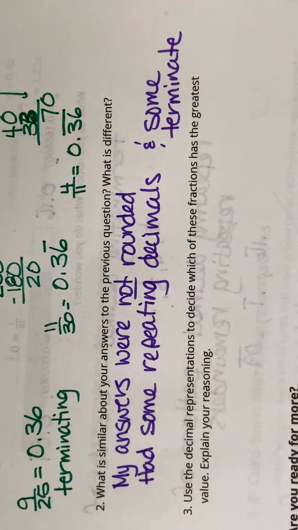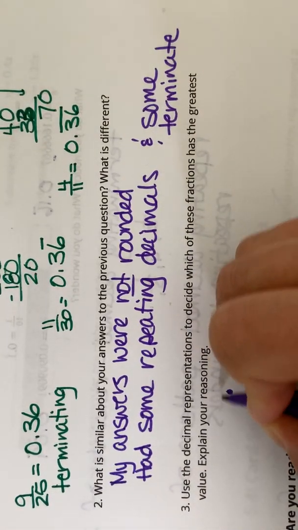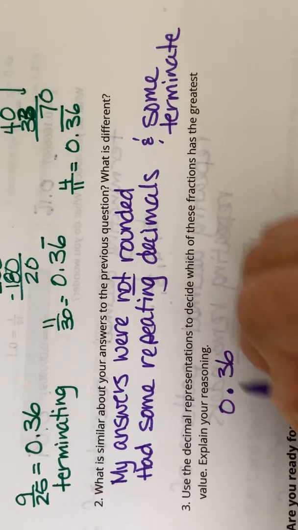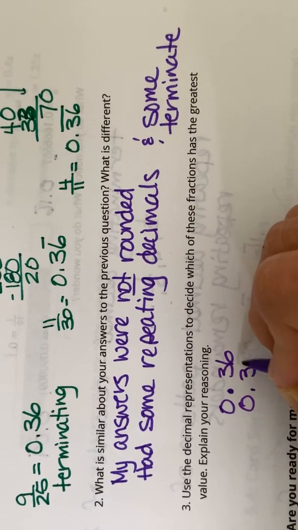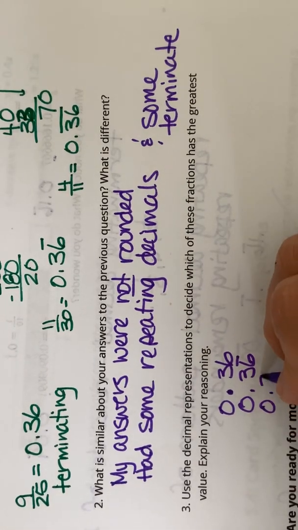All right, this one says use the decimal representation to decide which of these fractions has the greatest value. Okay, so I had 0.36, I had 0.36 repeating, and I had 0.36 both repeating.